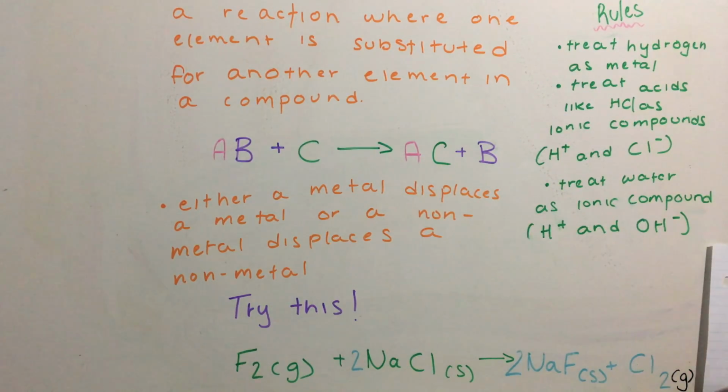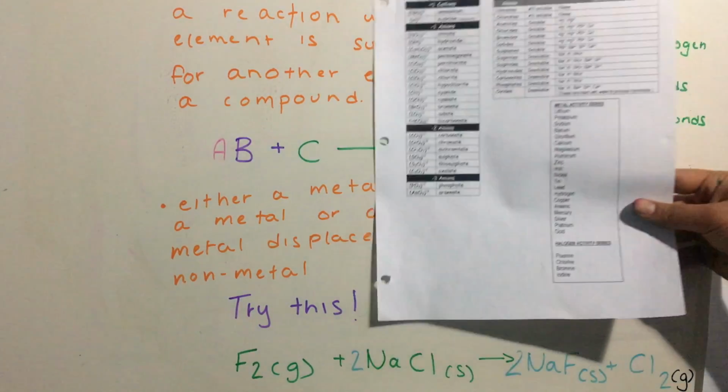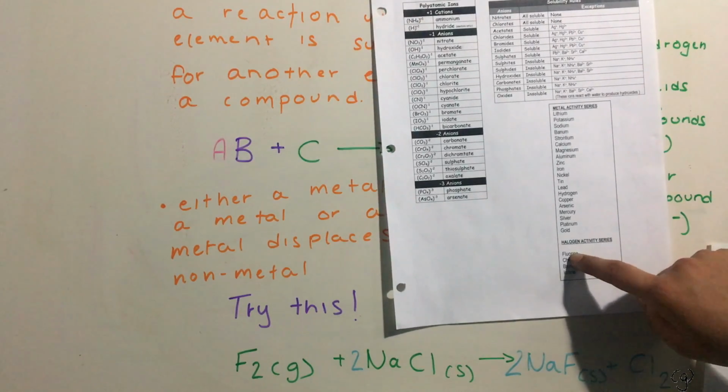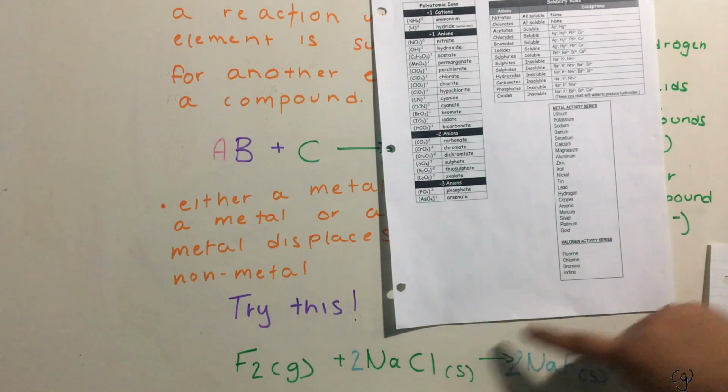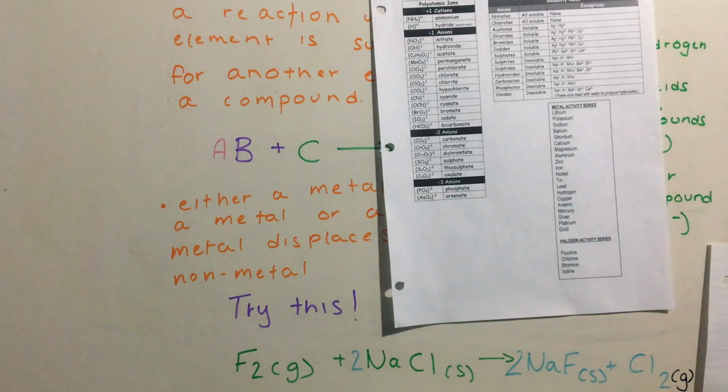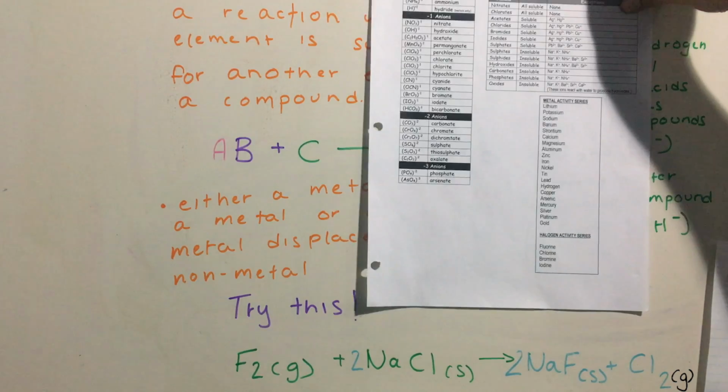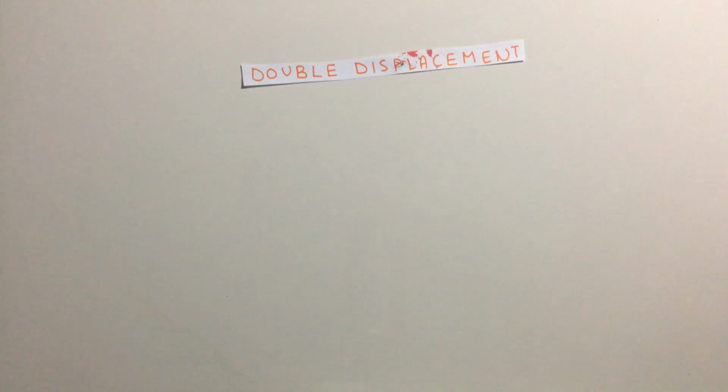So it does replace it, and that is because in the activity series, chlorine is below fluorine, and fluorine is the highest. Therefore, it will take the place of chlorine and form sodium fluoride. And now we have double displacement.